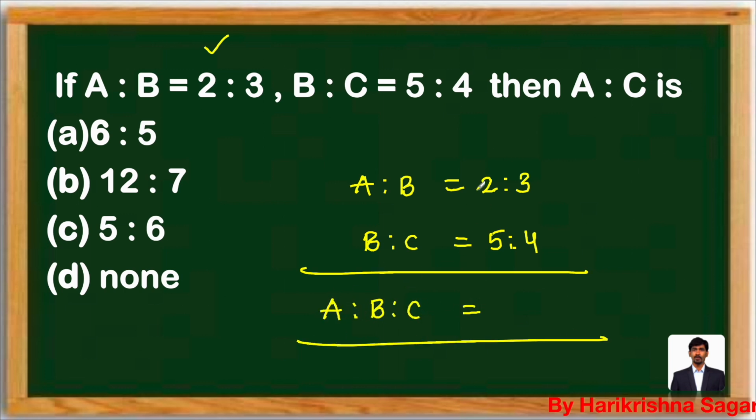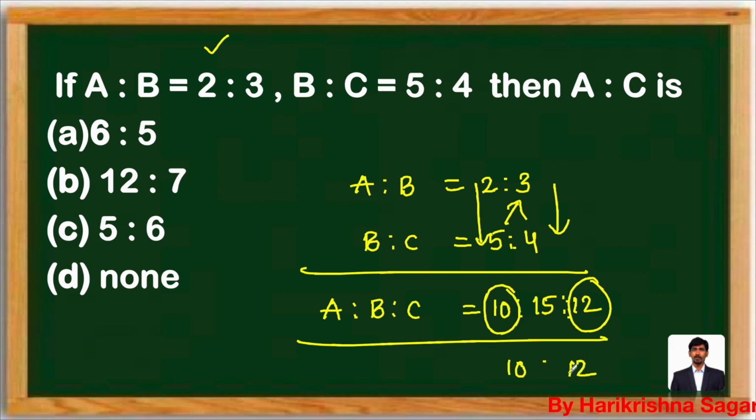To get A value, just multiply the first terms. 5 into 2, 10. To get B value, multiply the cross terms, which is 15. To get C value, multiply the last terms, which is 12. So they are asking A is to C, A value is 10, C value is 12. A is to C means 10 is to 12, or otherwise further simplification, we can write it as 5 is to 6. So mark the answer as option A.